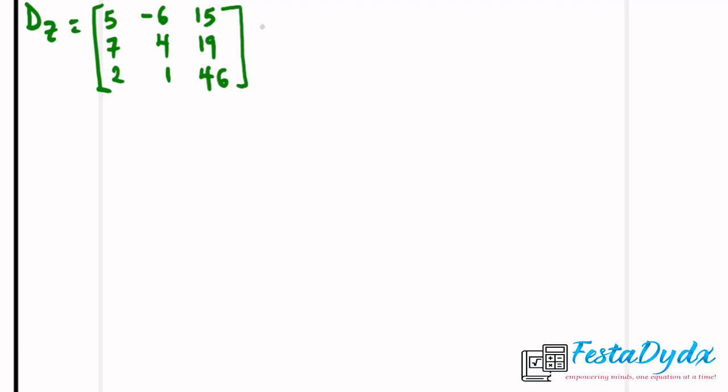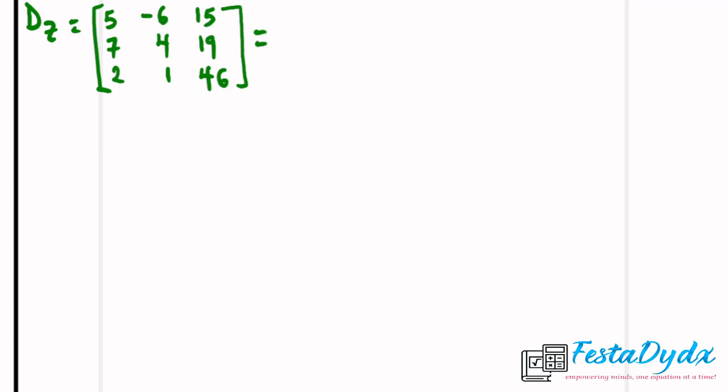So determinant of z becomes, we are going to form the matrix here. So like I said, we are having our x to be the same thing. Our y remains the same thing. But z is going to be changing to d, which is 15, 19, and 46. Now let's form our determinant.